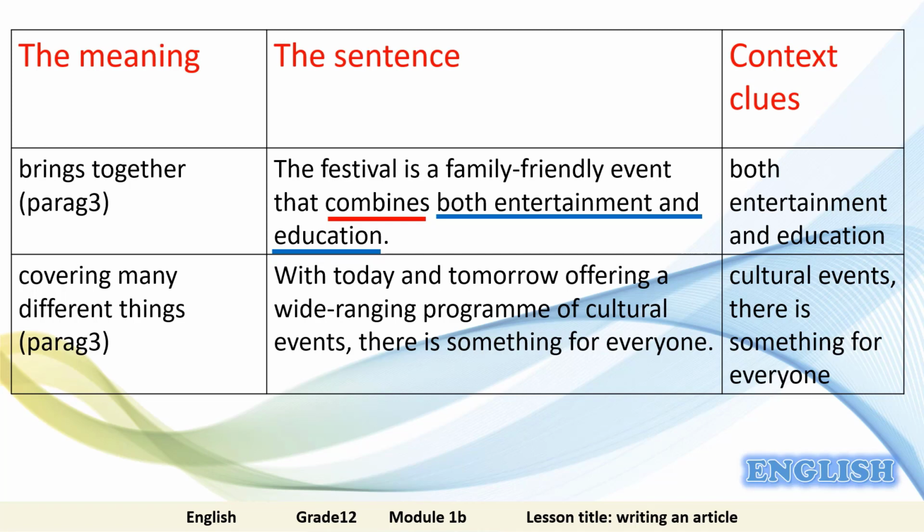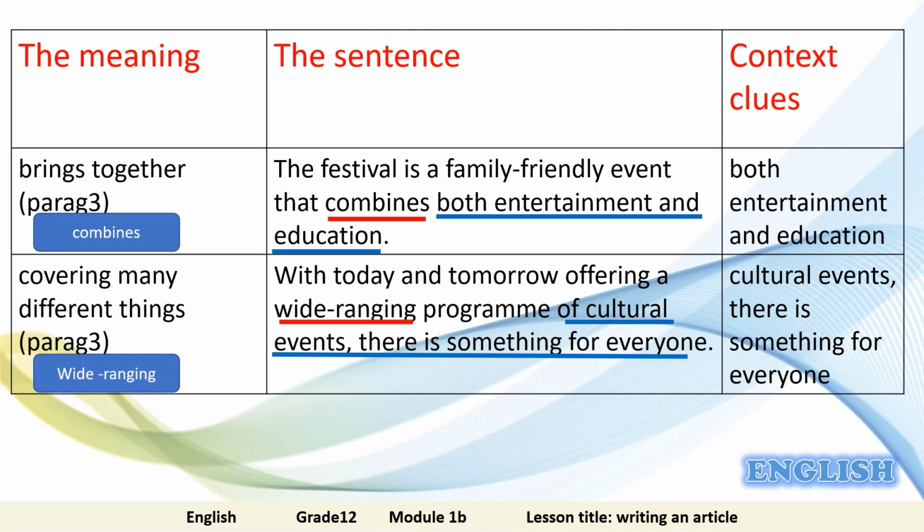Covering many different things. Different things. With today and tomorrow, offering a wide-ranging program of cultural events. There's something for everyone. So we have events, we have everyone. So, wide-ranging is quite the right word. How can we tell? Cultural events, there is something for everyone. Accordingly, brings together means combines. Covering many different things means wide-ranging.